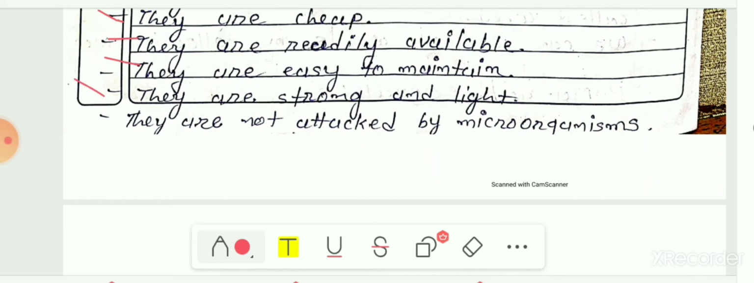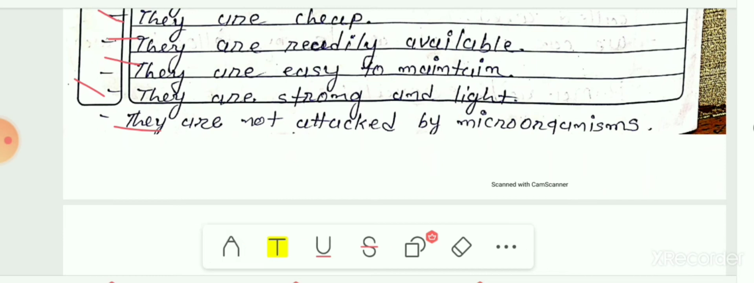Next, they are strong and light in weight, and they are strong, as we had discussed, that they are more durable. And the last one is they are not attacked by microorganisms. Microorganisms cannot react with these synthetic fibers. So these are some of the characteristics of synthetic fibers, and this question is of 2 marks, so you have to write a minimum of 4 characteristics to get the 2 marks.